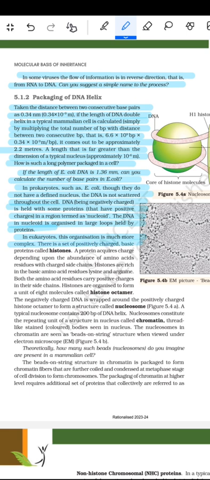There is a set of positively charged basic proteins called histones. A protein acquires charge depending upon the abundance of amino acid residues with charged side chains. Histones are rich in the basic amino acid residues lysine and arginine. Both the amino acid residues carry positive charges in their side chains. Histones are united to form a unit of 8 molecules called the histone octamer. The negatively charged DNA is wrapped around the positively charged histone octamer to form a structure called a nucleosome.